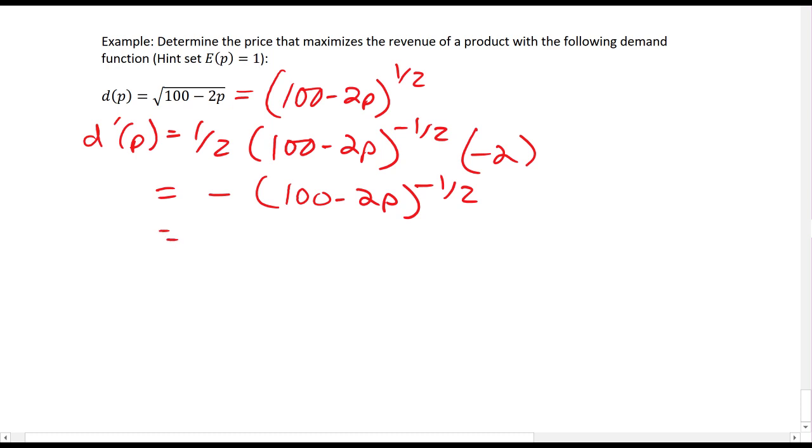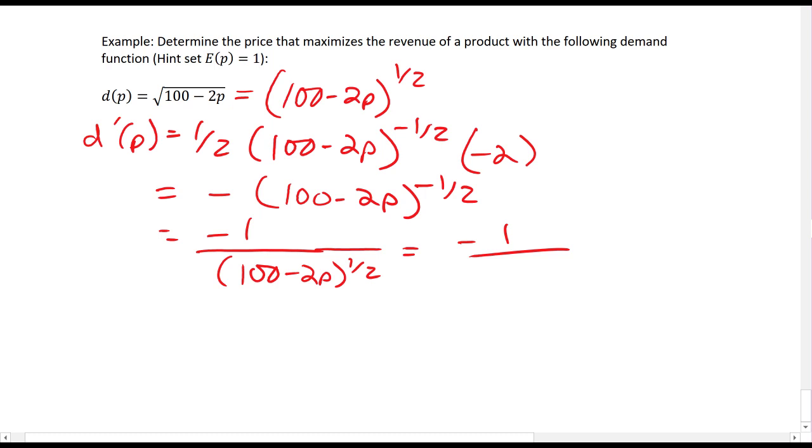And let's say we wanted to have a positive power, right? So we're going to move that 100 minus 2p to the denominator. So in the numerator, I have a -1 over 100 minus 2p to the 1/2 power. And what is the 1/2 power? It's the square root. So I know that was a lot of work, but we're just trying to get this nice and neat because in a second we're going to have to plug in some numbers. Or excuse me, we're going to have to solve for this function. So I think it's easier to solve for if it's in square root form.